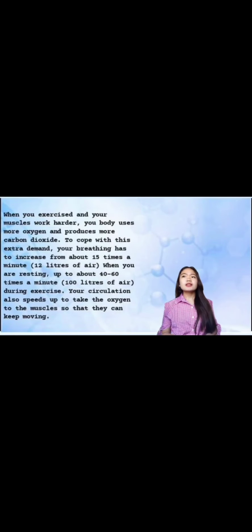When you exercise and your muscles work harder, your body uses more oxygen and produces more carbon dioxide. To cope with this extra demand, your breathing has to increase from about 15 times a minute, 12 liters of air when you are resting, up to about 40 to 60 times a minute, 100 liters of air. During exercise, your circulation also speeds up to take the oxygen to the muscles so that they can keep moving.